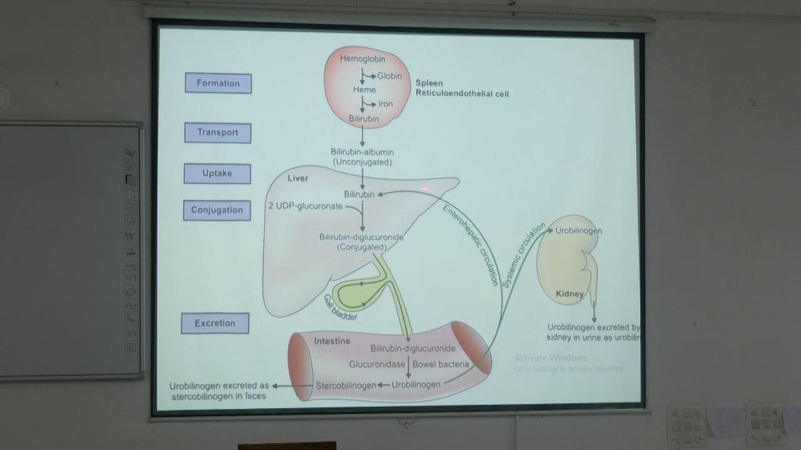And this unconjugated bilirubin enters the liver by which transport? It is the facilitated transport system. Because the albumin molecules are identified, the bilirubin enters the liver, and these are not rate limiting steps. What I mean is that it is not controlled.